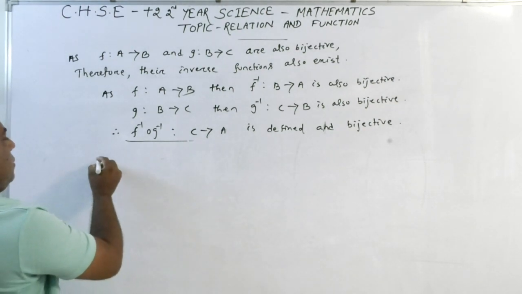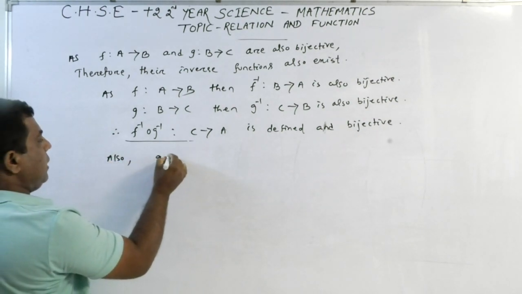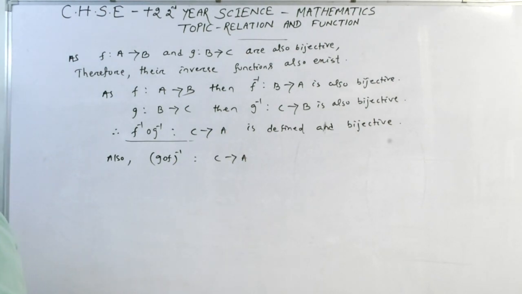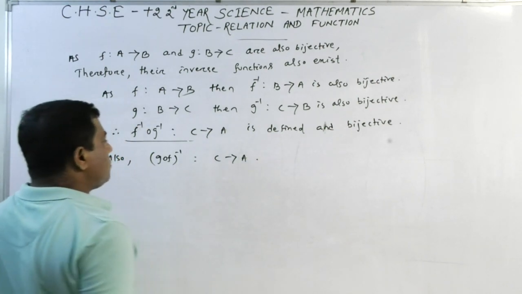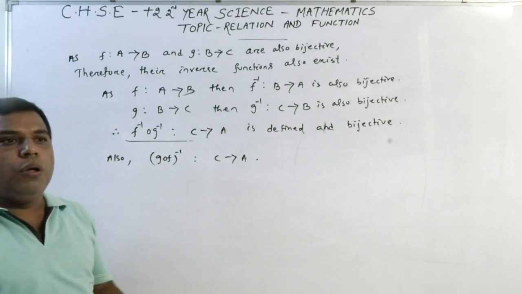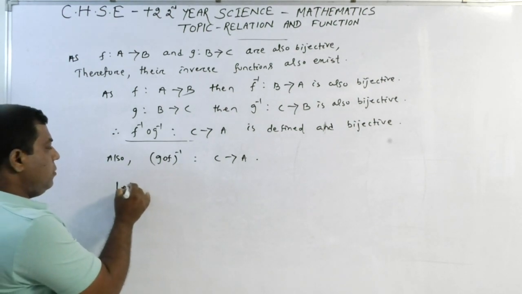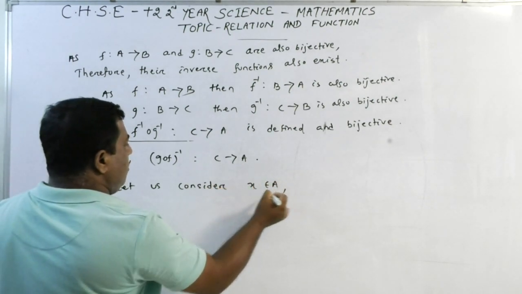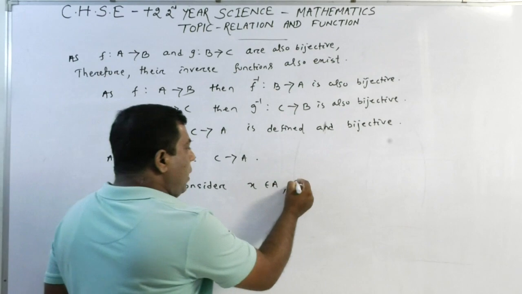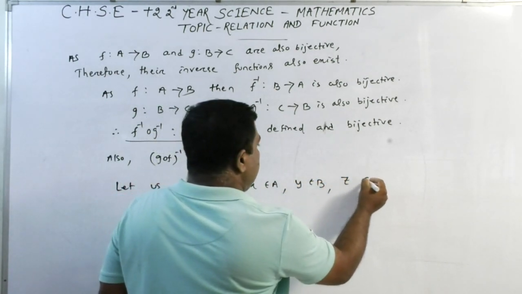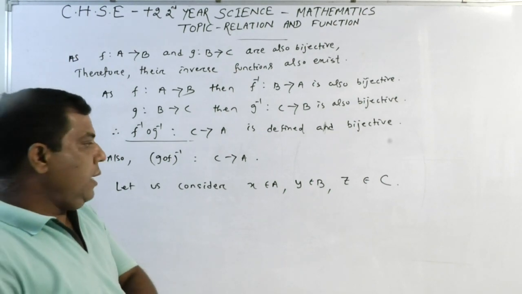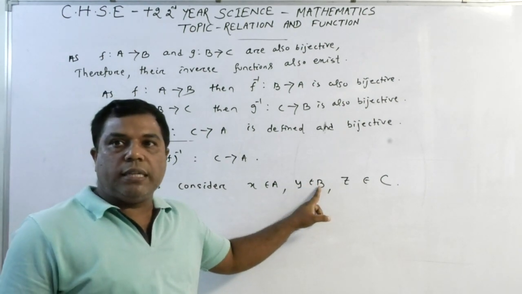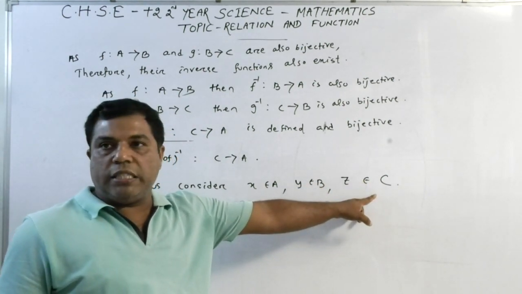And I am writing here also g∘f inverse, that again I am indicating here (g∘f) inverse is from C to A. Okay. To show this, let us consider x belongs to A, some element x is belonging to A, y is belonging to set B, and z is belonging to set C.